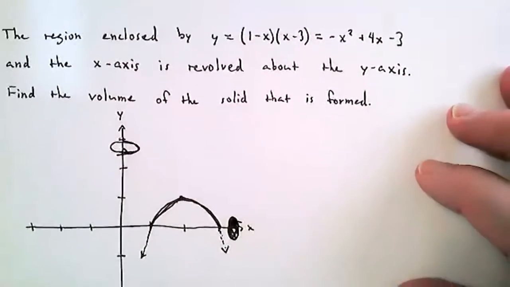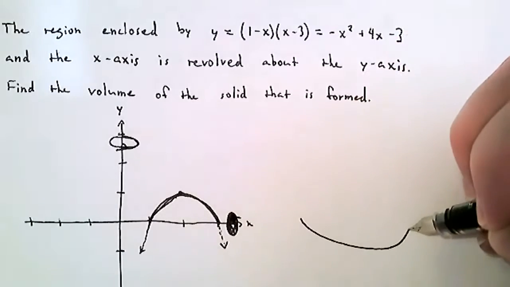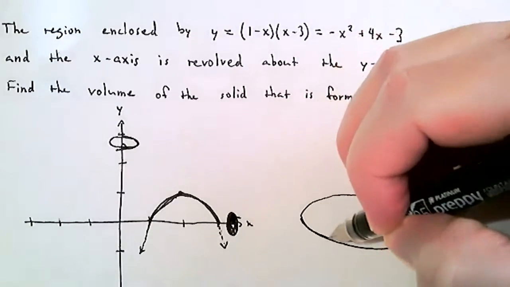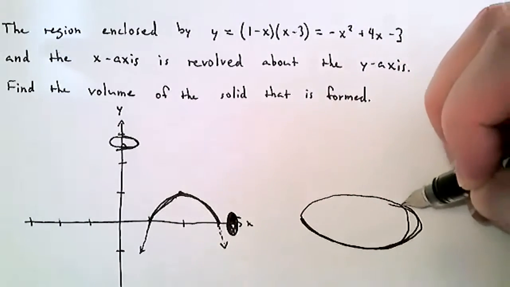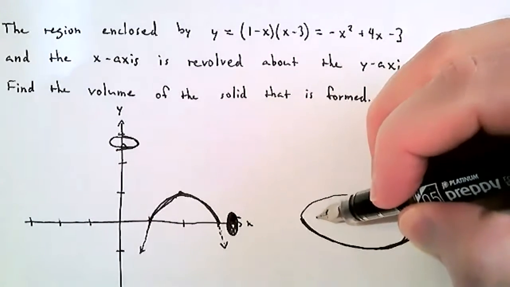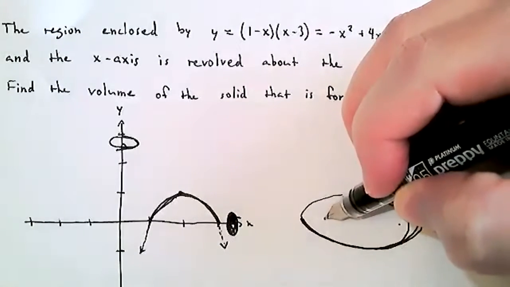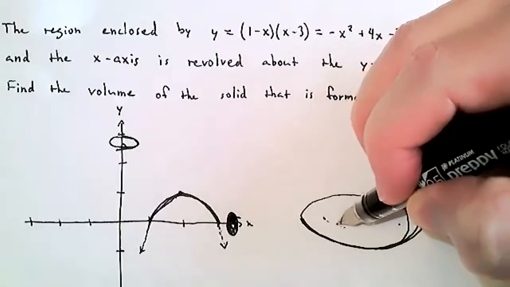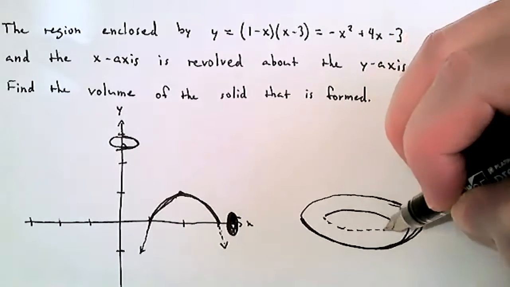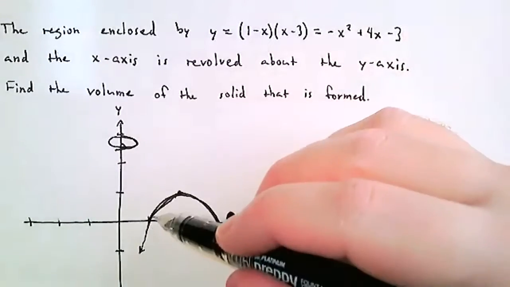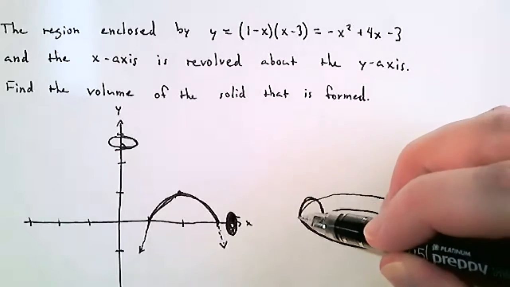We can try to sketch it. This one is challenging. So here's my ring in perspective. And here's the inside. Okay. And then it has this parabola shape like this.